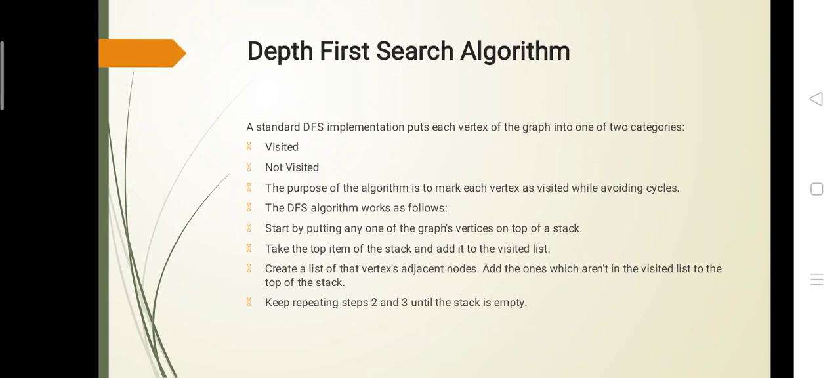अब इसका algorithm क्या होता है? इसका algorithm मिनिमम सेम होता है, बस इसमें होता है starting by putting any one of the graph vertex on the top of the stack. ये stack के ऊपर काम करता है. Take the top item of the stack and add it to the visited list. इसके भी तकरीबन सेम स्टेप्स हैं. BFS से रिलेटेड ही है, लेकिन बस BFS क्यू में काम करता है और DFS स्टैक में काम करता है.